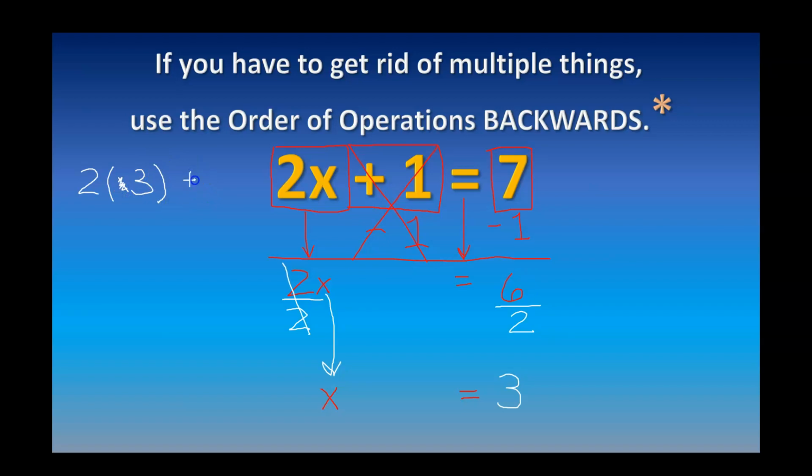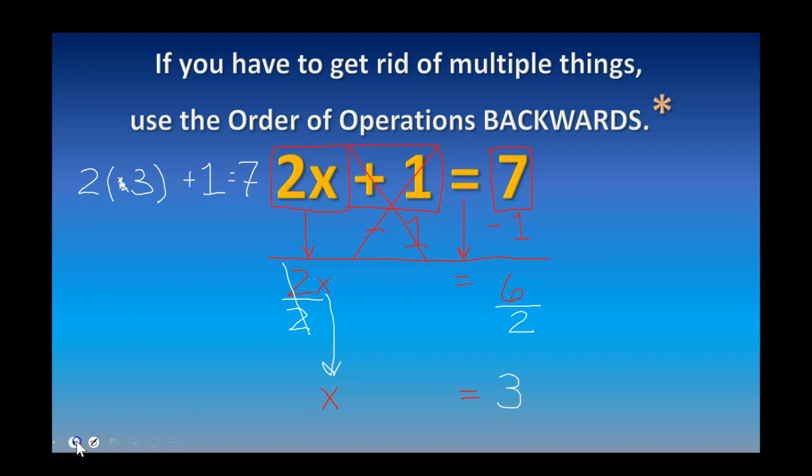And then we're going to add 1. And the answer should be 7. Let's see if that works. 2 multiplied by 3 is 6, plus 1 is 7. Voila! We got the question right. For this problem, x is equal to 3.